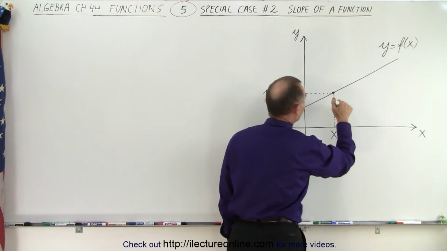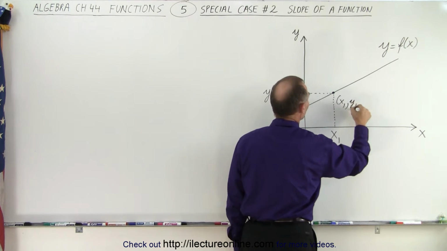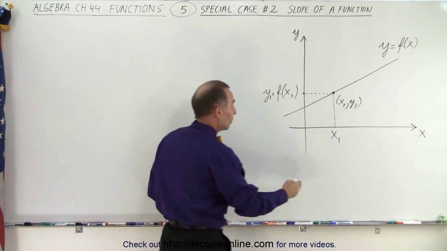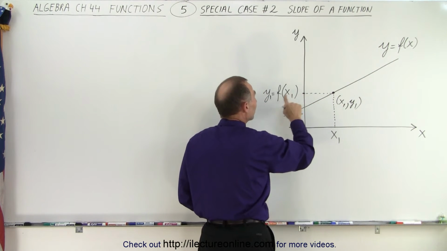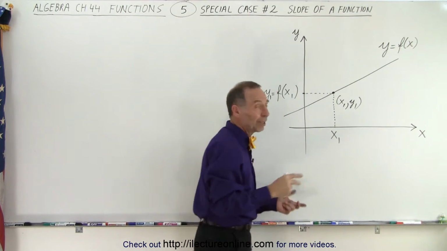So that means that this point right here has the value x1 comma y1. That should be a 1, not a curve, like this. Okay, so that's the point x1, y1. We pick any arbitrary x1 and we find the corresponding y value by plugging the value x1 into our function. That's what that means.